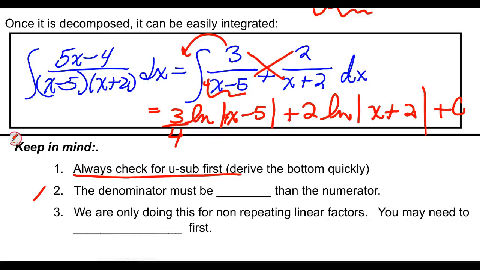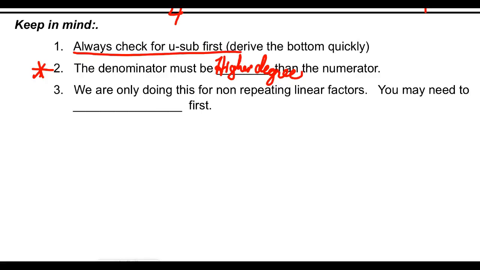For you to be able to do this, without an extra step that we'll add tomorrow, the denominator must be of higher degree than the numerator. So know that. Also, for our purposes, we are only going to work with what we call non-repeating linear factors. This is what is in the specs of the College Board Calc 2 program.